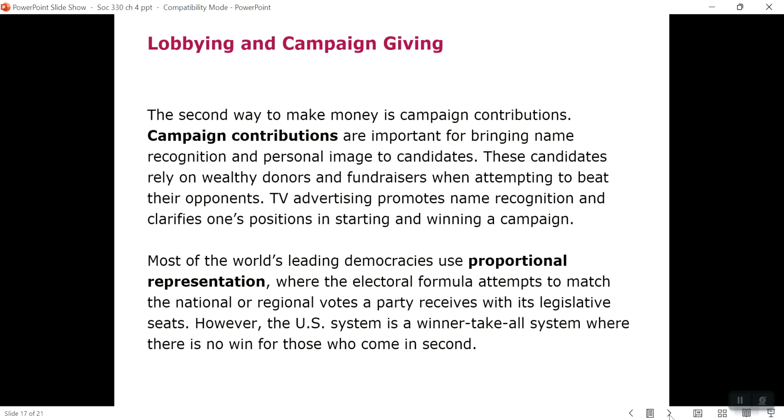And of course, campaign contributions are what people may use to not only bring name recognition to the candidate, but also to embellish their own personal image. And sometimes that might backfire. You might have recently heard about the Florida law that was being called the Don't Say Gay law. And apparently Disney Corporation gave lots of money to some of the legislators who helped to create the bill and ultimately voted in favor of it.